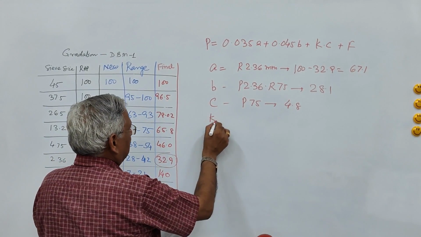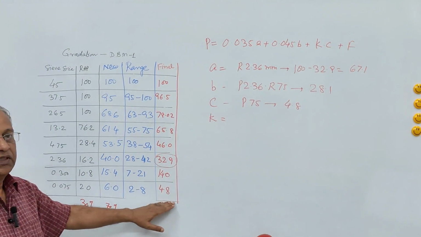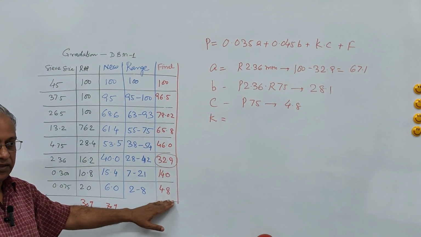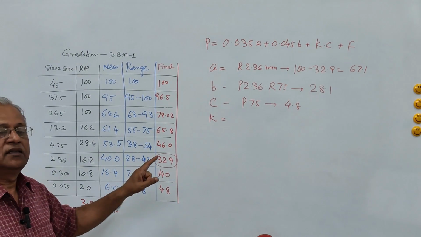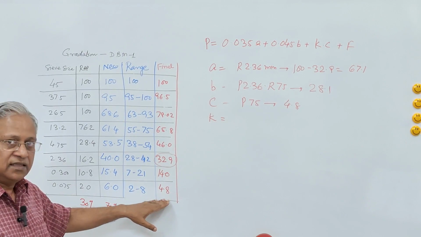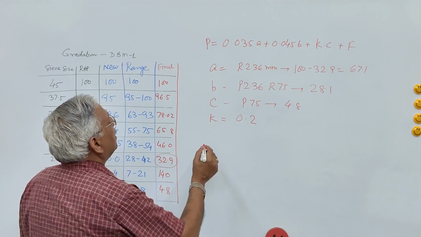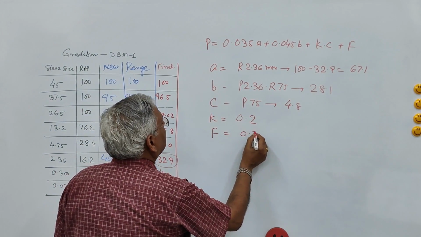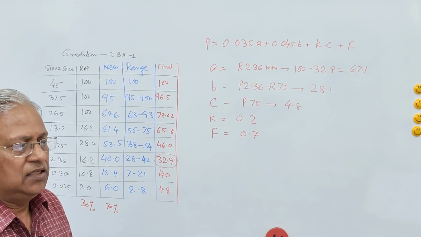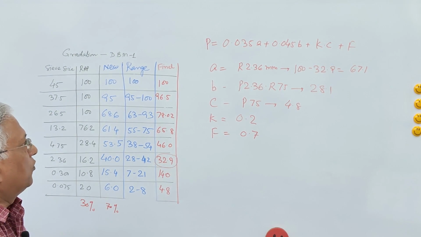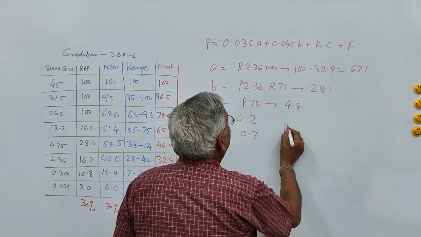K is a factor which depends upon the percent passing 75 micron. If this value is 11 to 15%, then K is taken 0.15. If it is 6 to 10%, then we take 0.18. If it is less than 5%, then K is 0.2. So in our case, it is 0.2. F, default value of F is 0.7. Its value varies from 0 to 2 based on the absorption of light or heavy aggregate, but default value is 0.7.